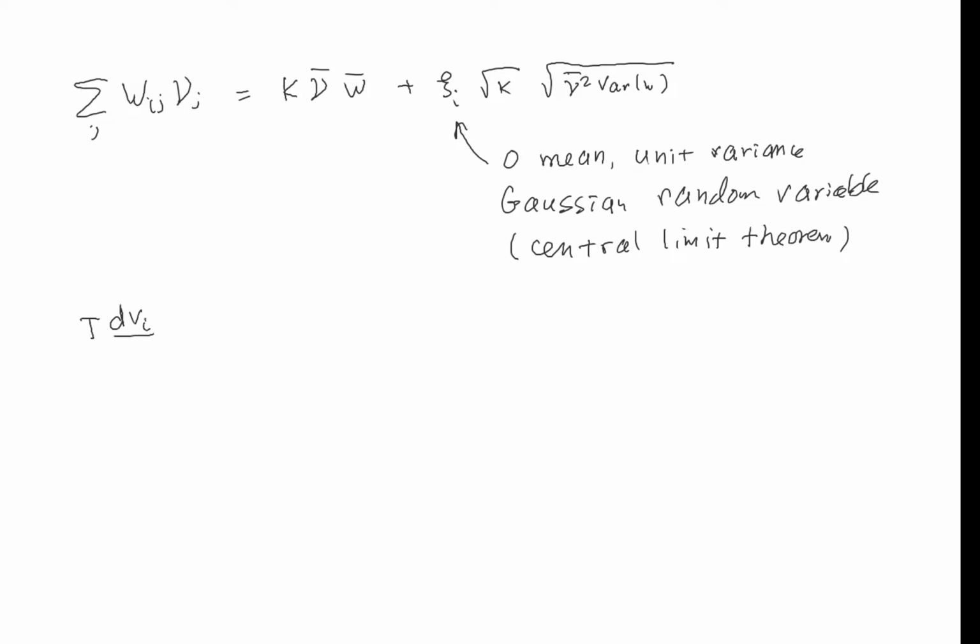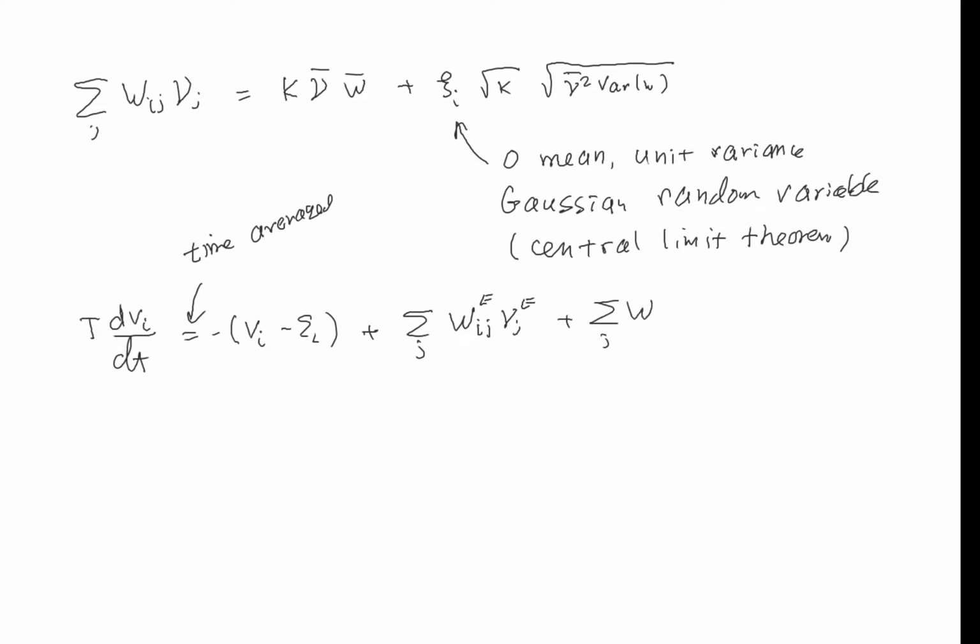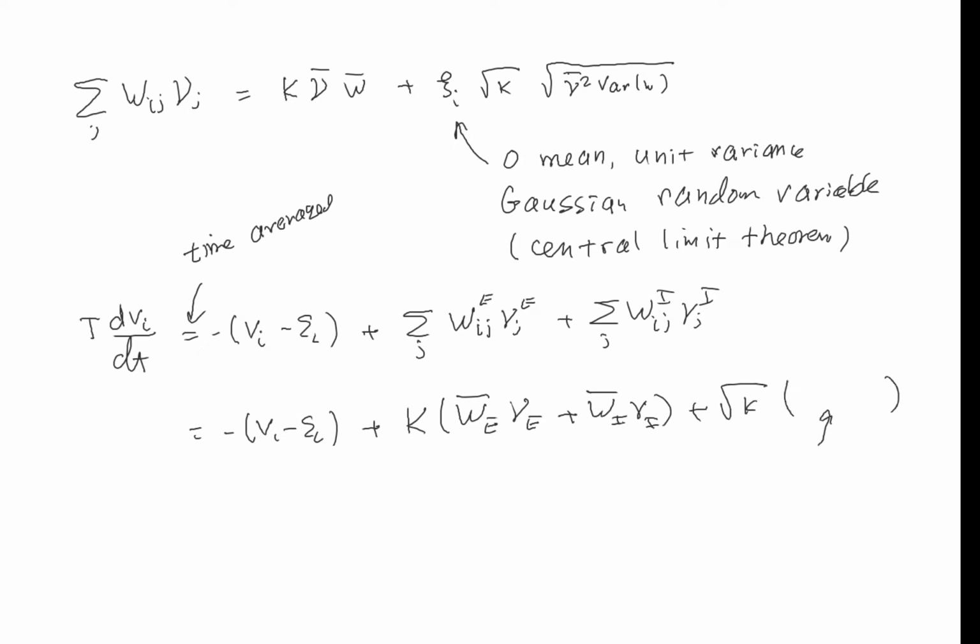tau dvi/dt equals minus vi minus E leak plus the sum on j, so this is time averaged, of wij E nu j E, plus the sum on j of wij I nu j I. So this term equals minus vi minus E leak plus two terms: a K times wE bar nu E plus wI bar nu I, and then plus the square root of K times other terms, a random variable.